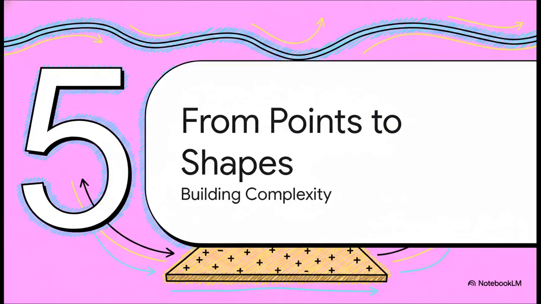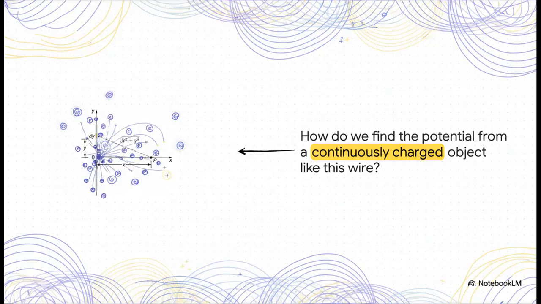Okay, so we've gone from a single point to a couple of points. But what about real objects? Like a charged piece of wire or a metal sphere that has charge spread all over it. How do we handle something like this charged wire? It's not just 2 or 3 charges. It's made of trillions upon trillions of them, all lined up. How could we possibly add all of those up?